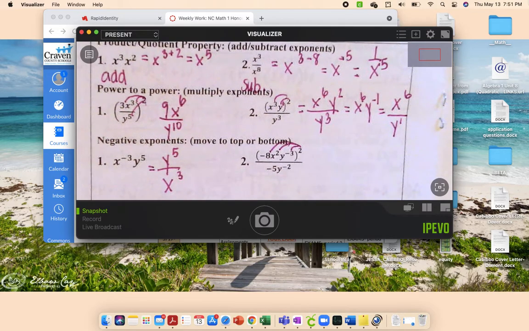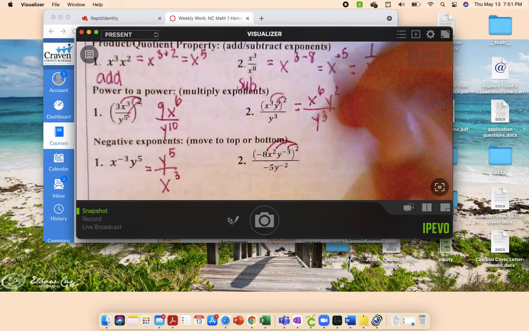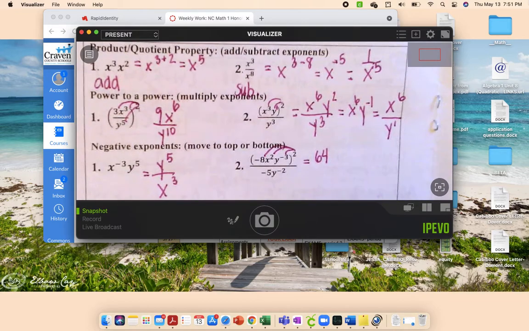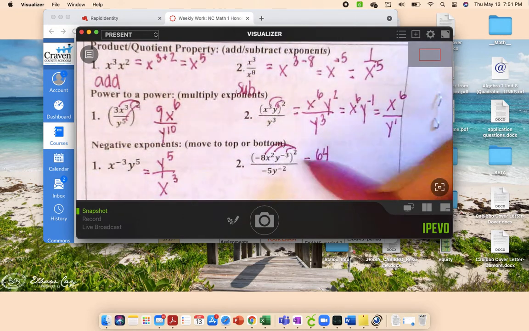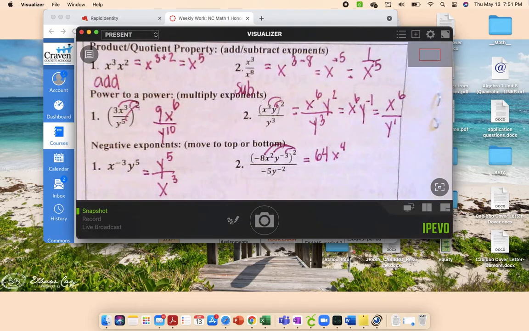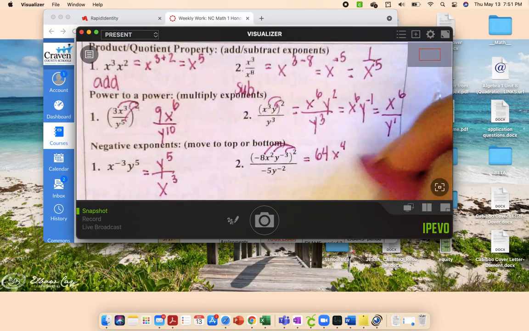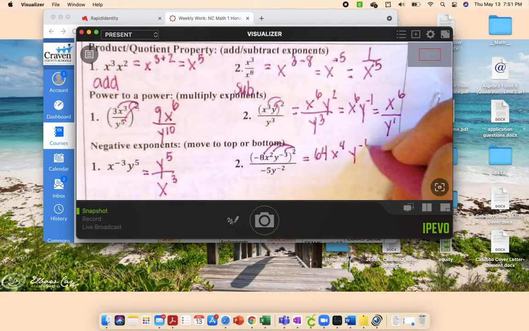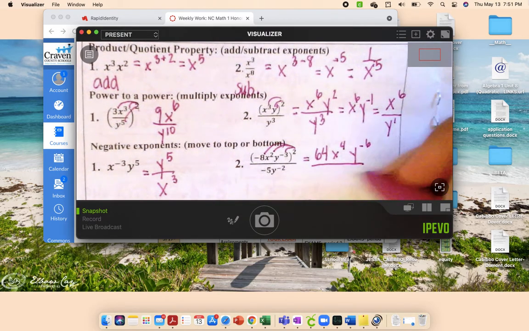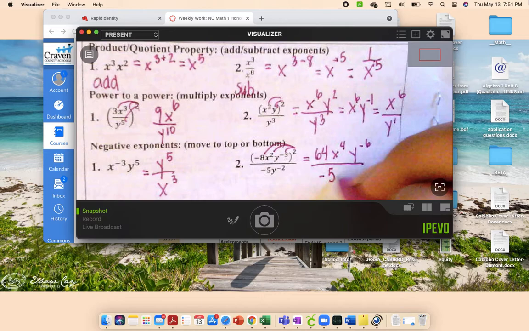But we need to remember that two negatives turn into a positive. So negative 8 times negative 8 is positive 64. All right, I have x to the second. 2 times 2 is x to the fourth. Then I have y to the negative 3 to the 2. So negative 3 times 2 is going to get me negative 6. And that denominator we have not touched, so this is just going to come over.